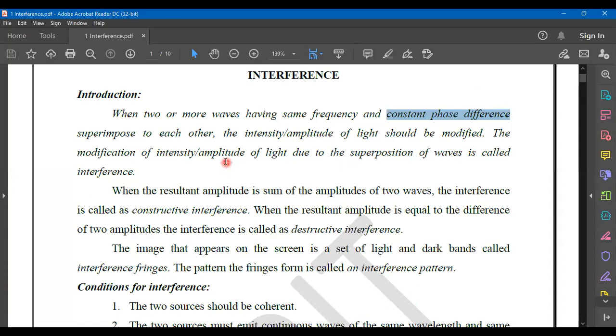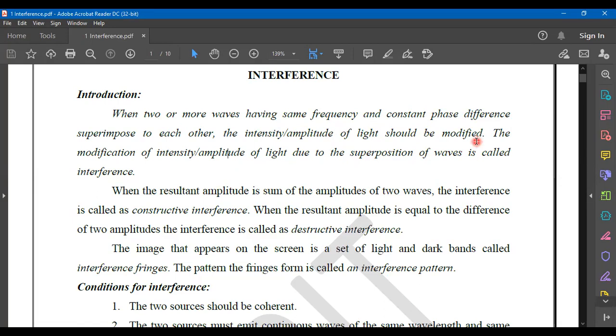Then the intensity or the amplitude of the light should be modified. So what are the displacements doing now? In the video we saw earlier, when constructive interference happens we get maximum displacement, and when destructive happens we get minimum displacement. So maximum and minimum displacements correspond to maximum amplitude and minimum amplitude. So these correspond to maximum intensity and minimum intensity.